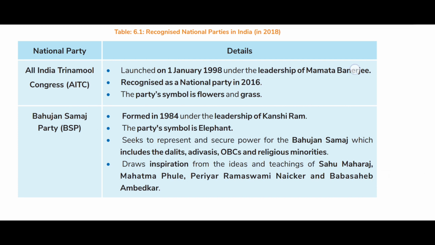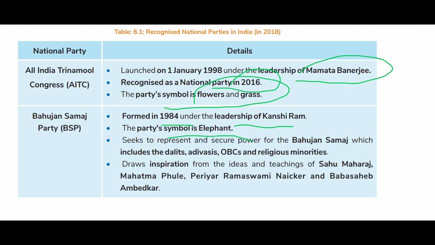National party: All India Trinamool Congress, AITC. It was launched on 1st January 1998 under the leadership of Mamata Banerjee, and recognized as a national party in 2016. The party symbol is flowers and grass. Bahujan Samaj Party. Bahujan Samaj Party was formed in 1984 under the leadership of Kanshi Ram. The party symbol is the elephant.